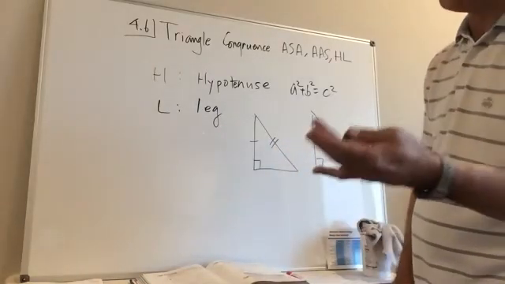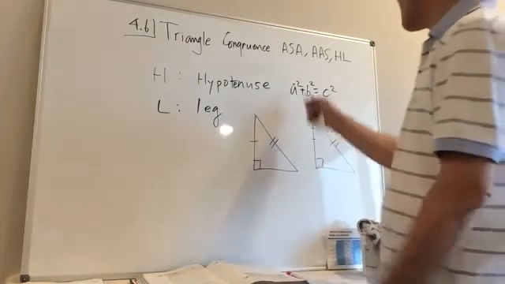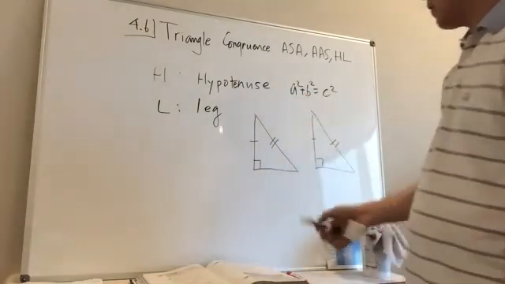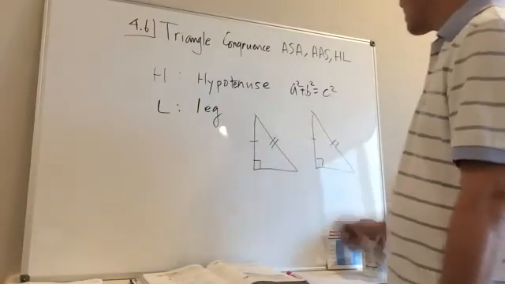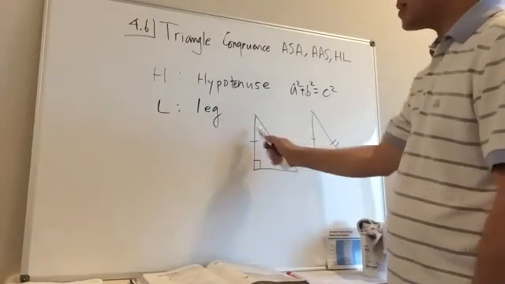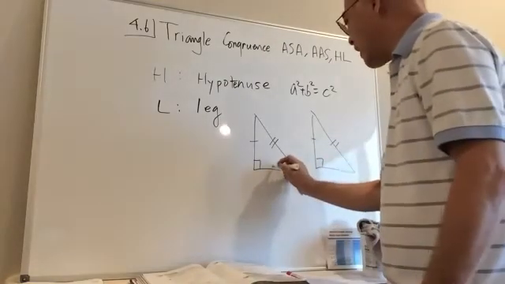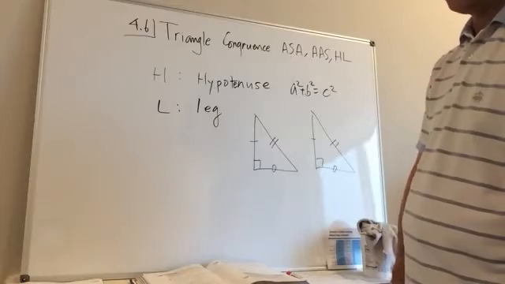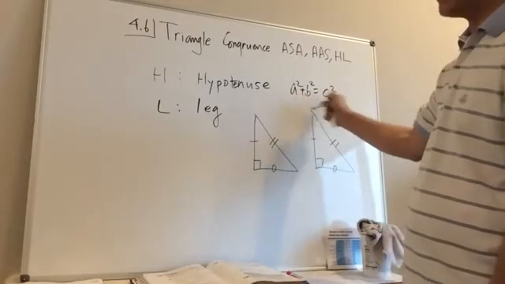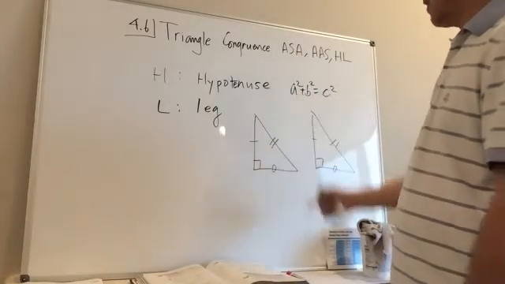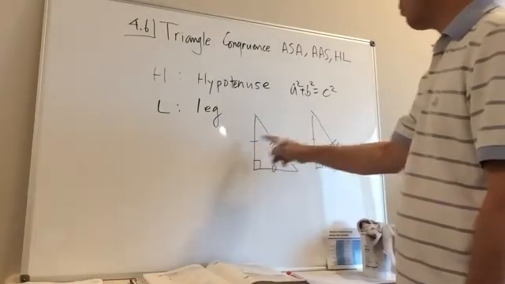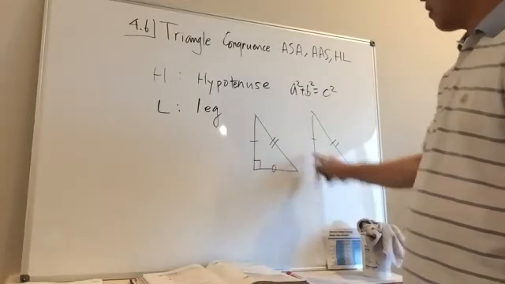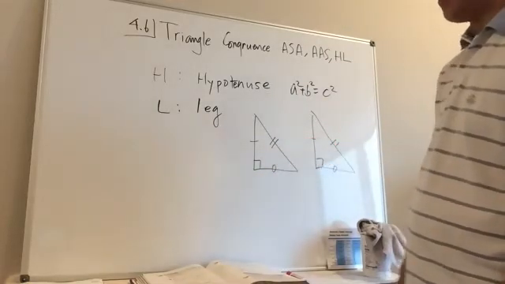In reality, what am I saying? Since it has to satisfy A squared plus B squared is C squared, if I know that the hypotenuse is the same and one of the legs is the same, the other leg naturally has to be the same, correct? Because it has to satisfy this relationship. Because I know what C squared is, I know what A squared is. B squared is always going to be the same.